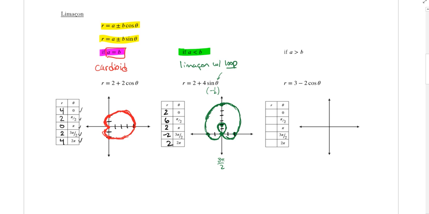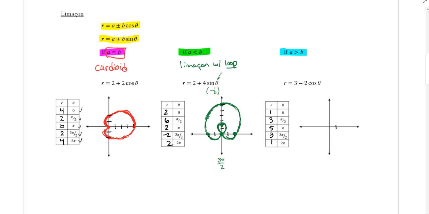Again, maybe your calculator, if you want to look at a way better picture than what I am drawing. Alright, if we have A greater than B, like our example, r equals 3 minus 2 cosine theta, again, I'm going to just fill in the table really quick. I think it would be beneficial for you to make sure that those values make sense to you. For this one, you might notice that we don't have any negatives, we don't have any zeros, and in fact, no matter what angles you pick, this is never going to be negative, this is never going to be 0.